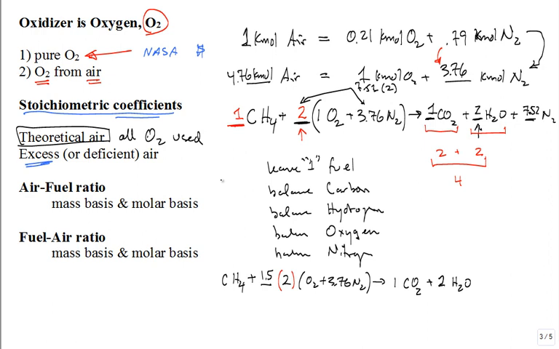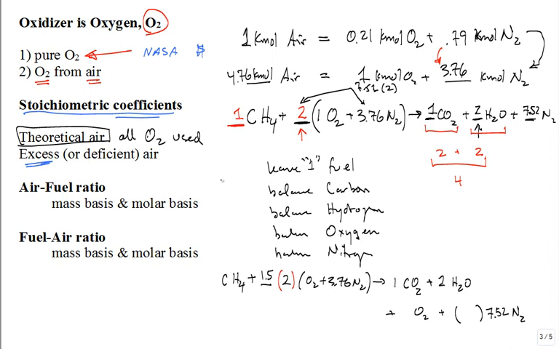Now, what is going to happen is you're going to have some excess oxygen that's going to be unused going out in the products. And you're going to have some nitrogen also, even more nitrogen that's going out, because it used to be you had 7.52 N2s coming in and you had 7.52 N2s going out.